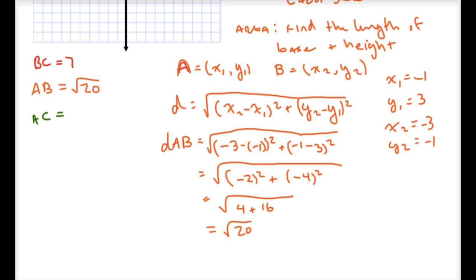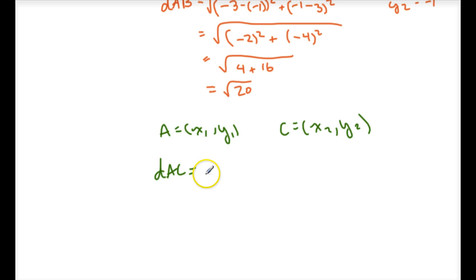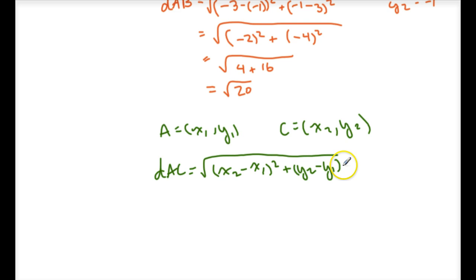Now we want to find the distance between A and C so that we can find that third side of the triangle. We'll write that out down here. We'll call A x1, y1 again, and C will be x2, y2. Set up our distance formula: just write it out, x2 minus x1, quantity squared, plus y2 minus y1, quantity squared. Now let's fill in those values for x1, y1, x2, and y2.